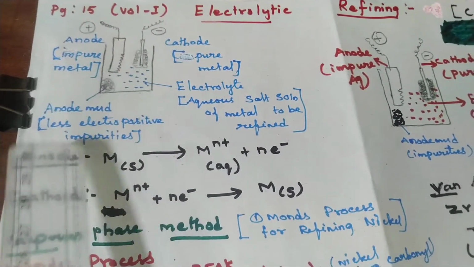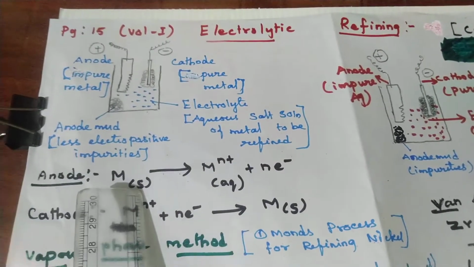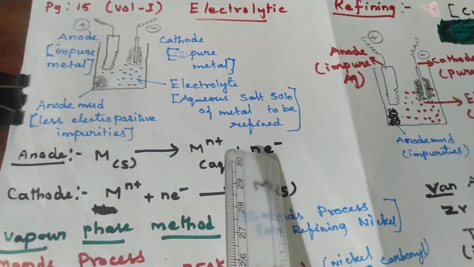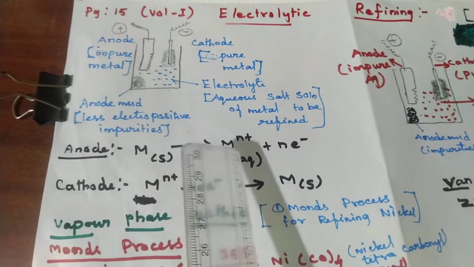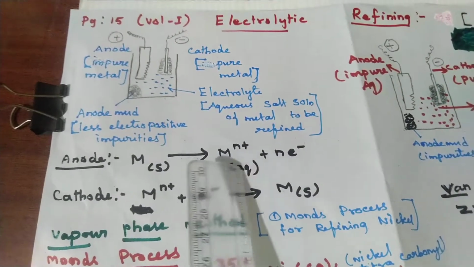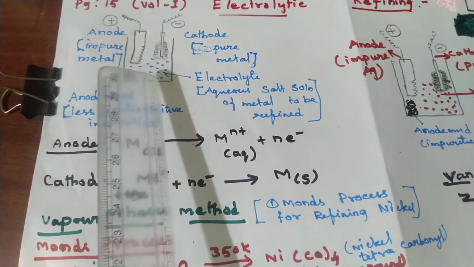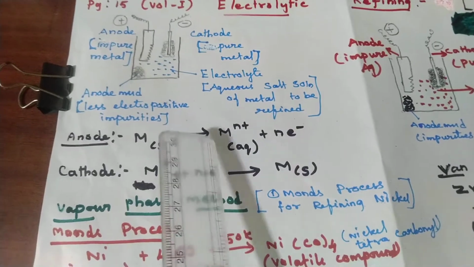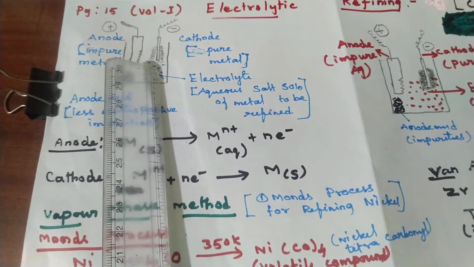What reaction takes place at the anode during the electrolysis process? The metal from the impure anode loses electrons and converts into metal ions. At the same time, the metal ions released from the anode pass into the electrolytic solution, and from the electrolytic solution the same number of metal ions migrate towards the cathode and deposit there.